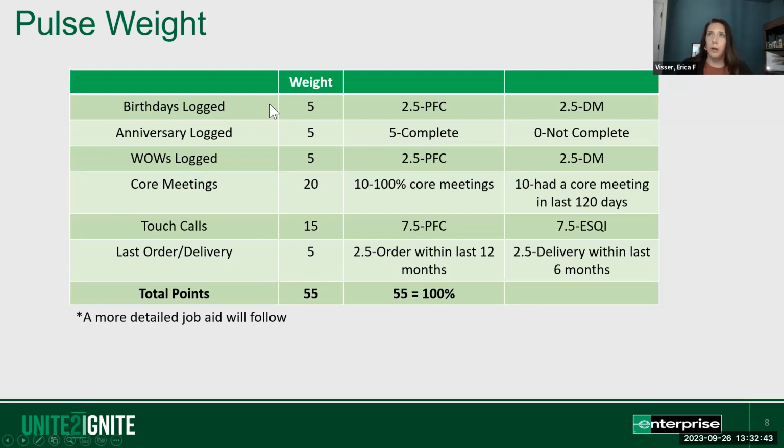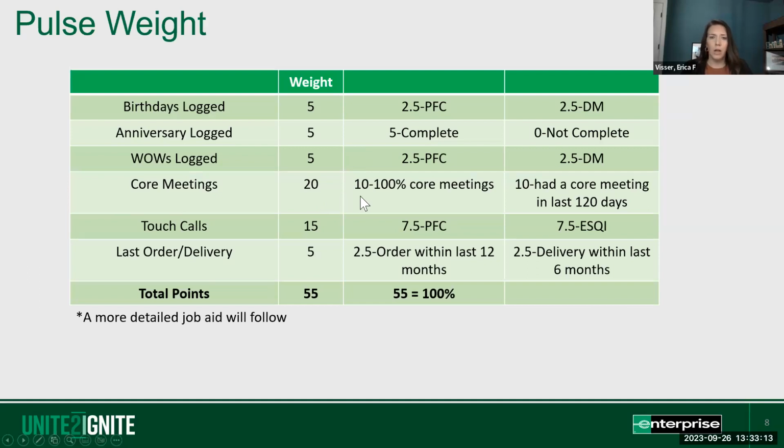So starting with birthdays, you have 5 points for birthdays, 2.5 from the PFC and 2.5 for the DM. Anniversary, 5 points again, 5 if it's complete, 0 if it's not complete. WOWs logged, 5 points, 2.5 for the PFC, 2.5 for the DM. And then core meetings, you can see here we have a higher weight on core meetings. Again, back to if we're executing on our core meetings, that increases our customer service score. So it has more of a weight here.